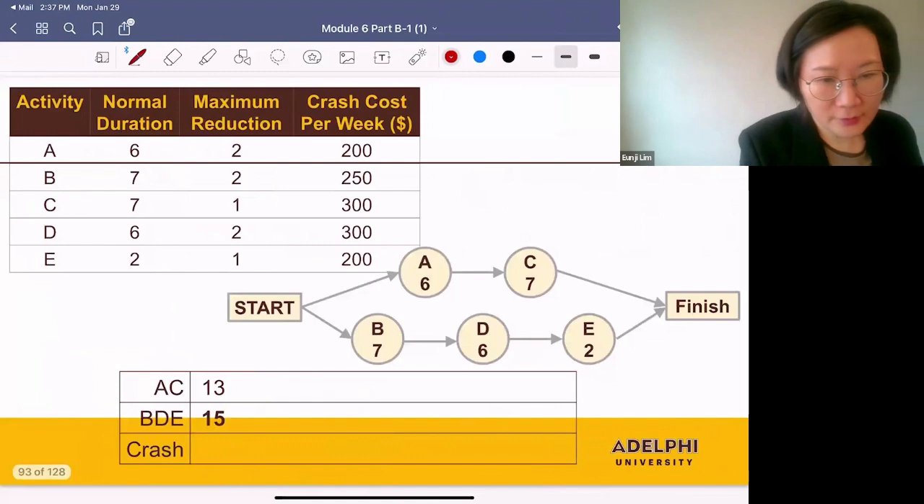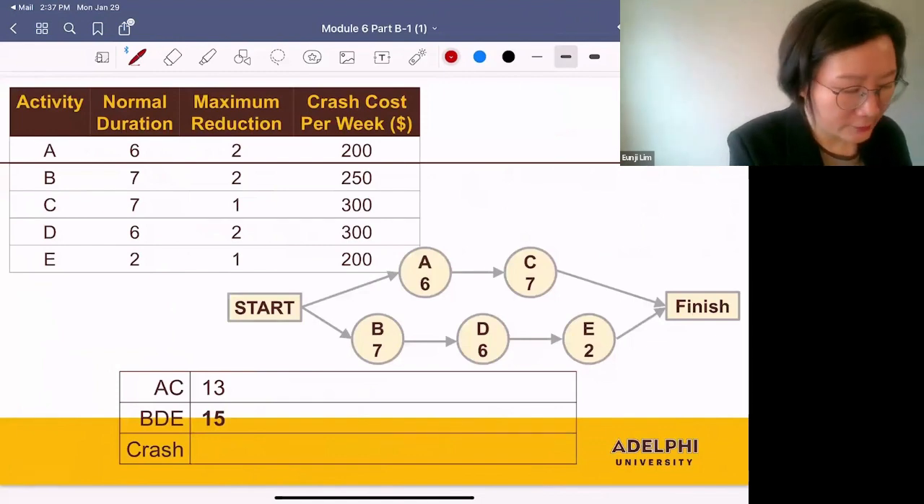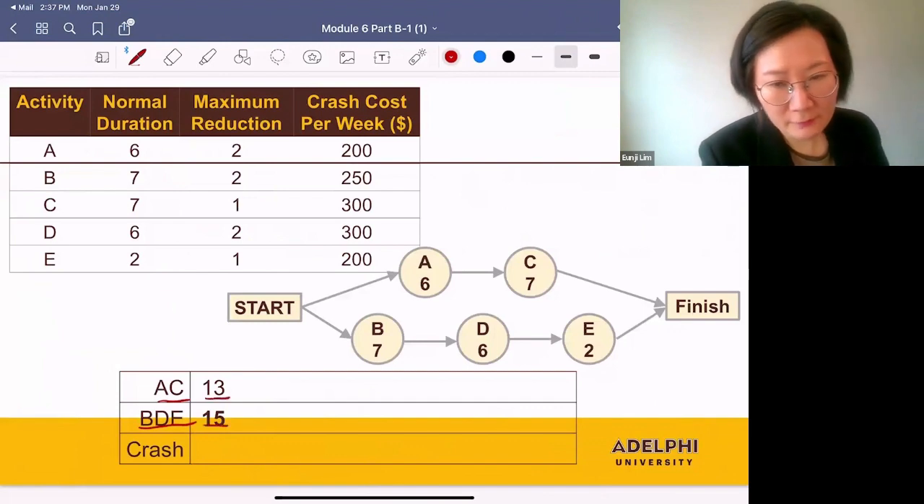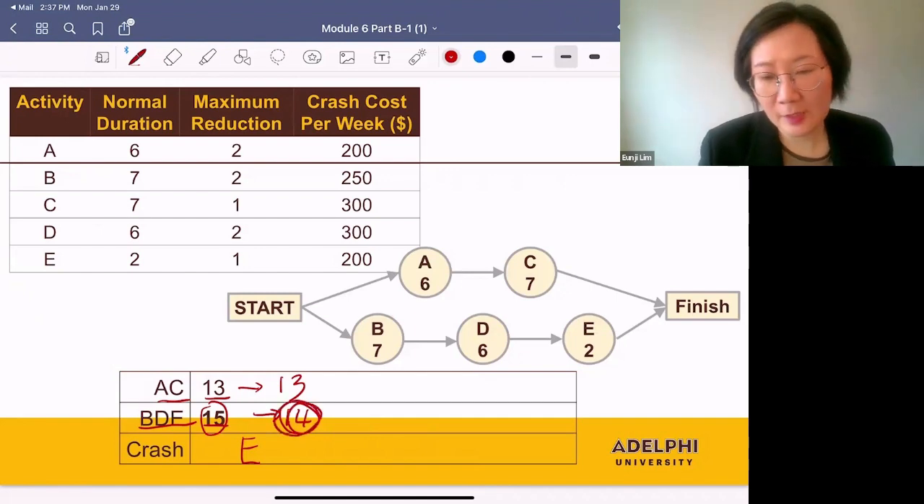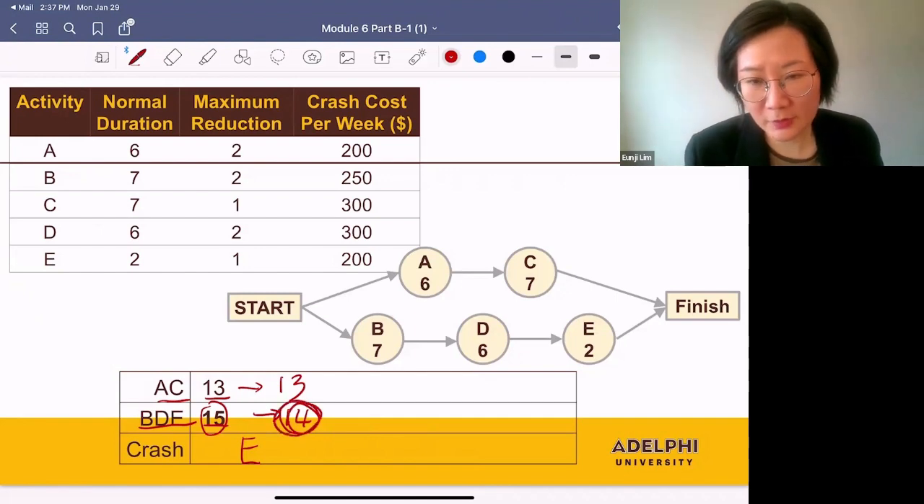So let's use a table like this. You have two sequences, AC and BDE, and the length is 13 and 15. And this was the critical path. And you want to crash E, then the length of this is still 13, and this becomes 14. And this is the critical path and the project's completion time.